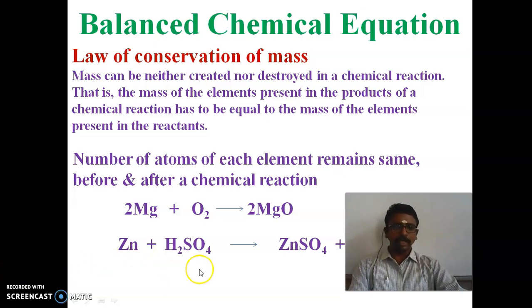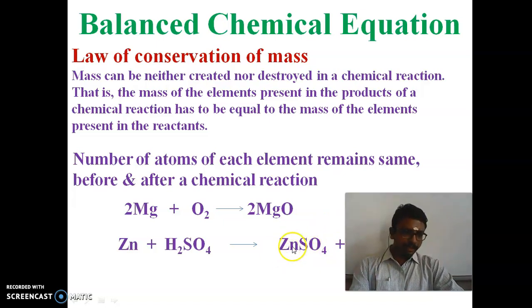So now we will see whether the equation is balanced or not. Here Zn, how many atoms are there? Only 1. Here in zinc sulfate, Zn, how many atoms are there? Here also 1. So the zinc is balanced. And next we will see sulfur. Sulfur, here how many atoms are there? Here also only 1. So sulfur is also balanced.